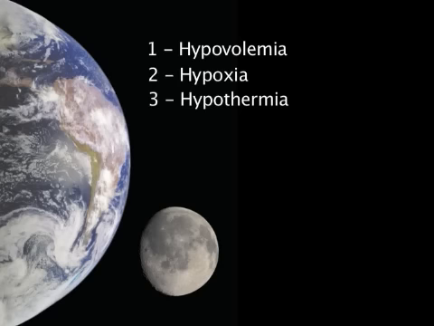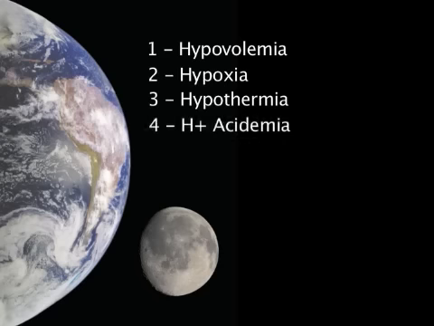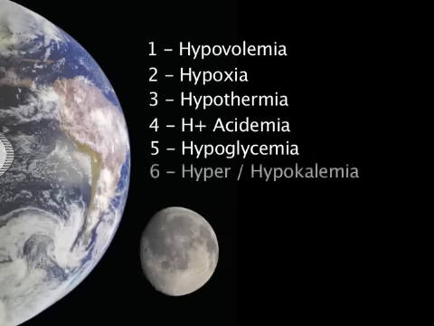Let's move on to the fourth one. Blood has a certain amount of acid in it, H+. So acidemia, H+. Blood has a certain amount of glucose in it. So hypoglycemia is another of the H's. And blood has a certain amount of potassium in it. So too much or too little, either of those can be a bad thing. Hyper or hypokalemia. If you think of blood, H, hemorrhage, blood, in those terms, you'll always be able to remember those 6 H's.